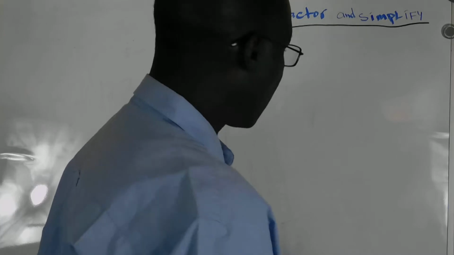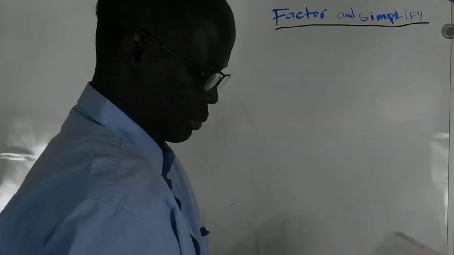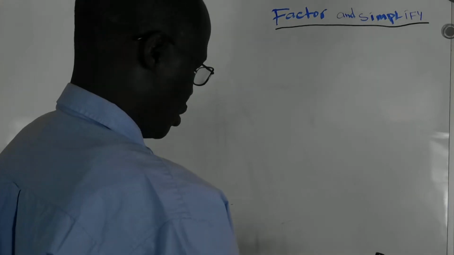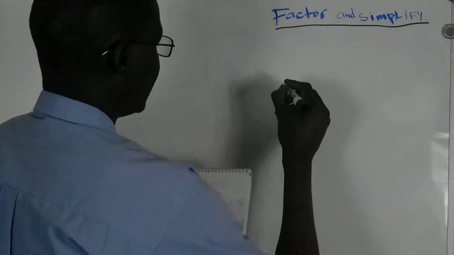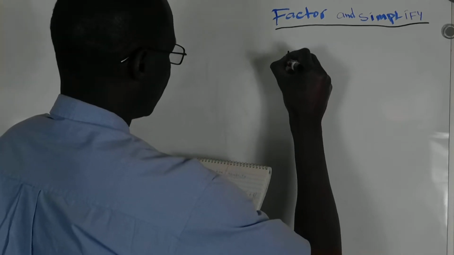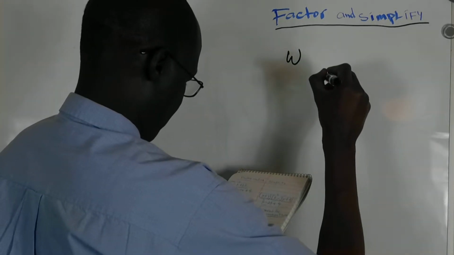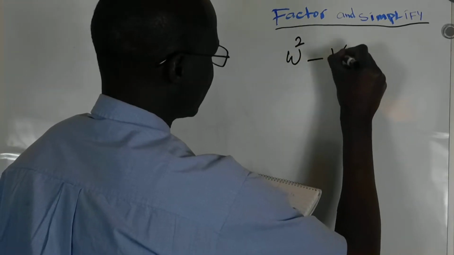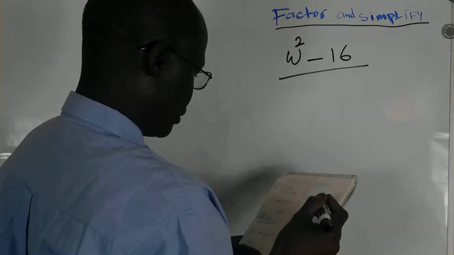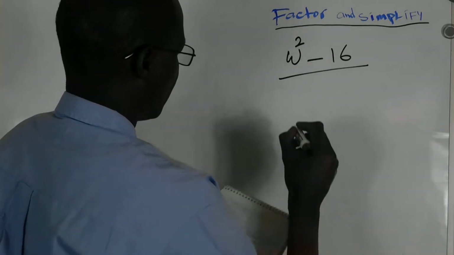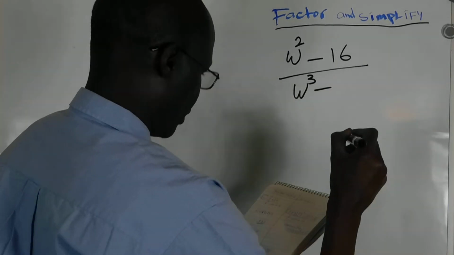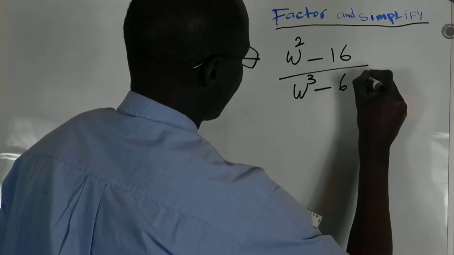So let's look for another problem here. The question here should be w power 2 minus 16, all this divided by w power 3 minus 64.